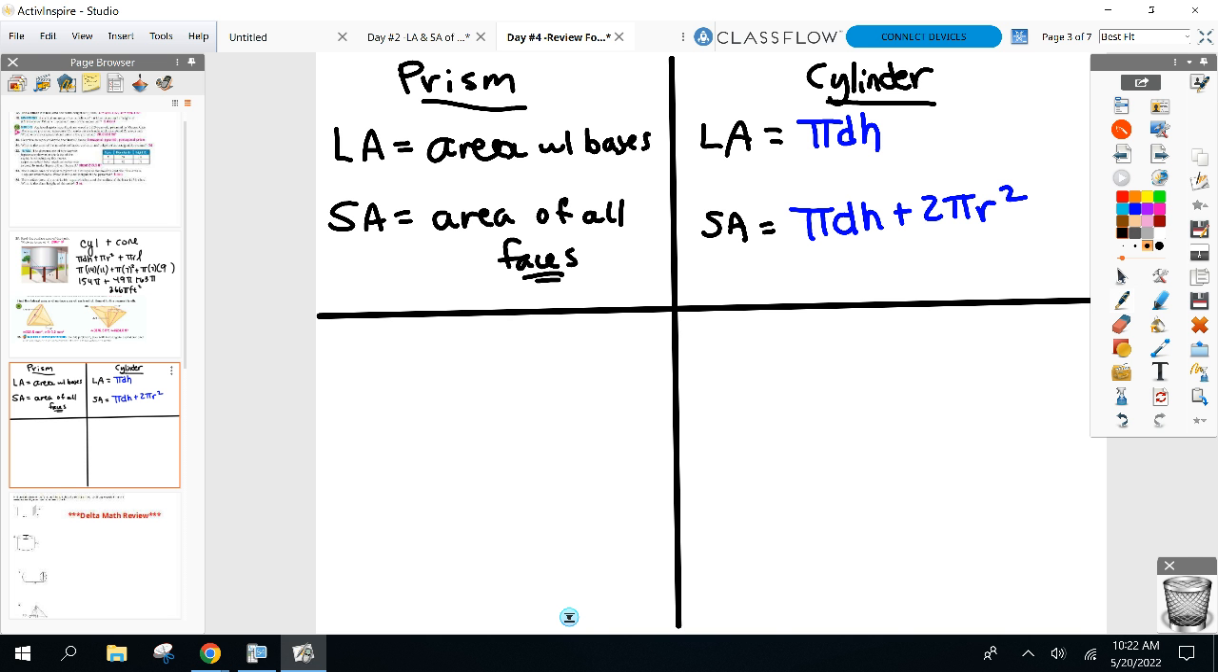Day 2, pyramid. Lateral area. Take off the bases. What's left on a pyramid? Take off any base, I don't care what shape it is. What's left in the pyramid? Triangles. So the number of triangles times what's the area of one of them? 1/2 BH. Yep.